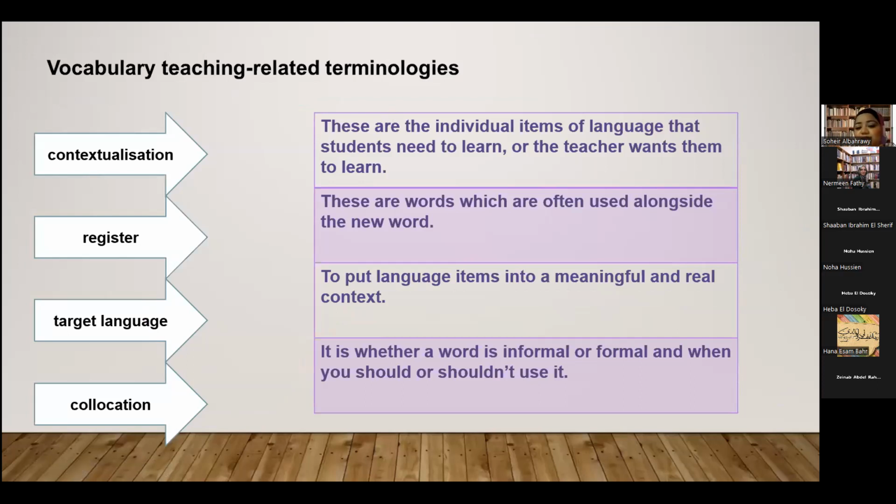These are the individual items of language that students need to learn or the teacher wants them to learn. What is the term of this definition? Okay, we have to look at the definition given and give it the name. So the first answer here is collocation.